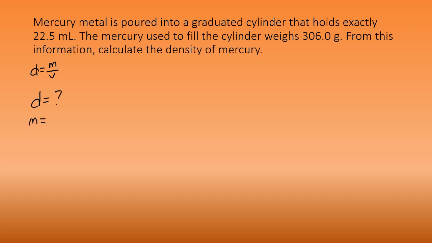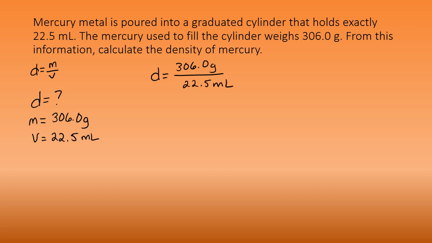The mass of our sample is 306.0 grams. The volume of our sample is 22.5 milliliters. Setting up our formula, the density becomes 306.0 grams divided by 22.5 milliliters. Putting 306 divided by 22.5 into our calculators returns a density of 13.6 grams per milliliter.